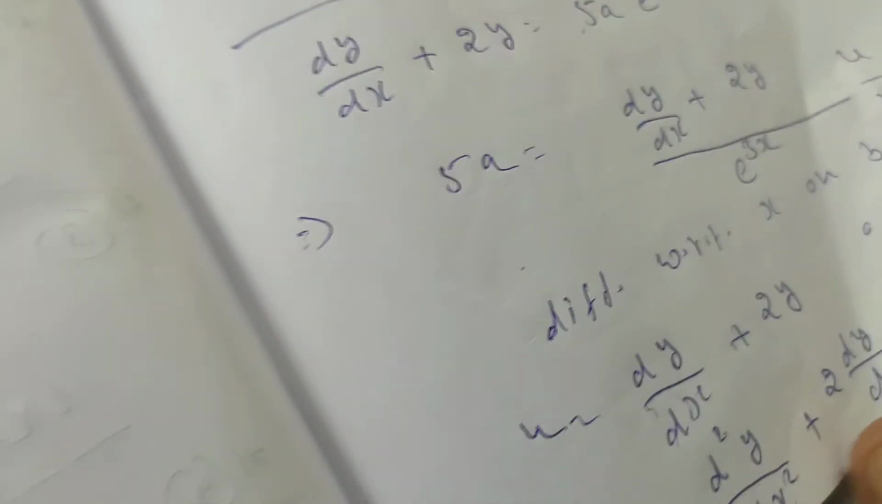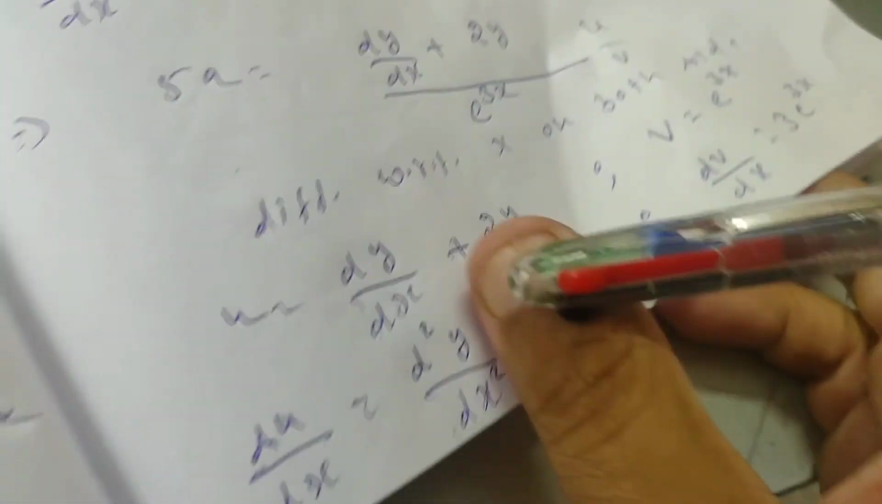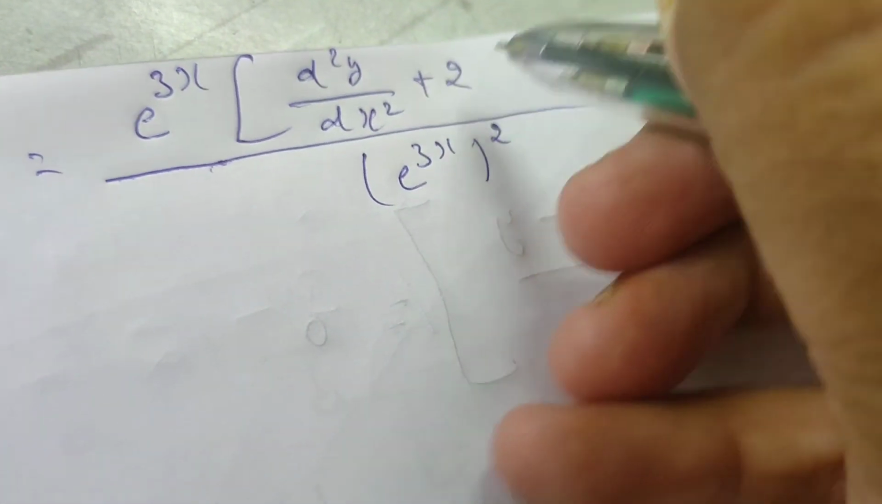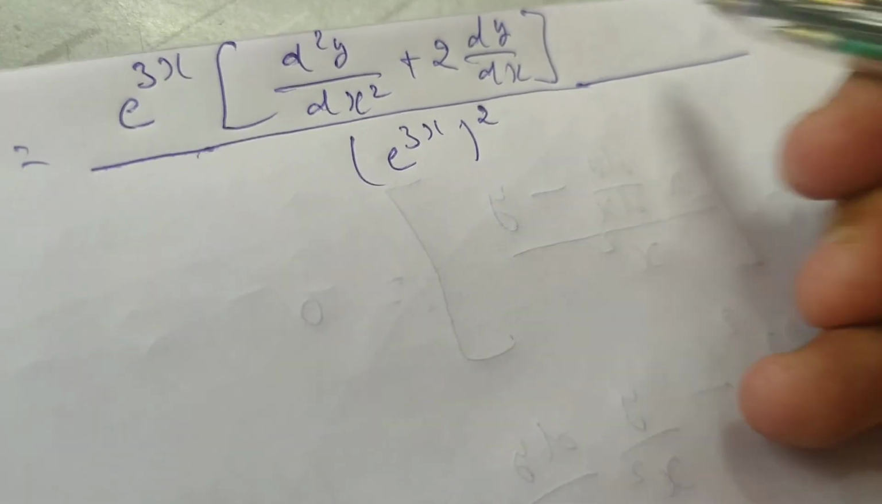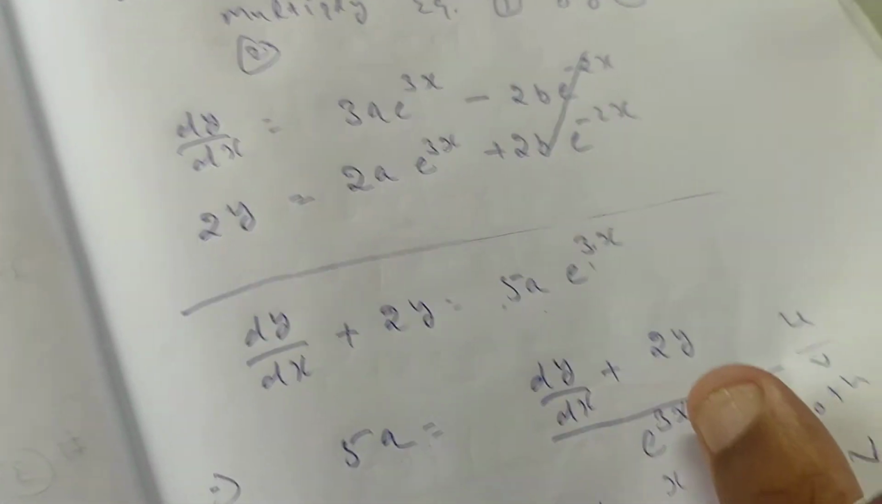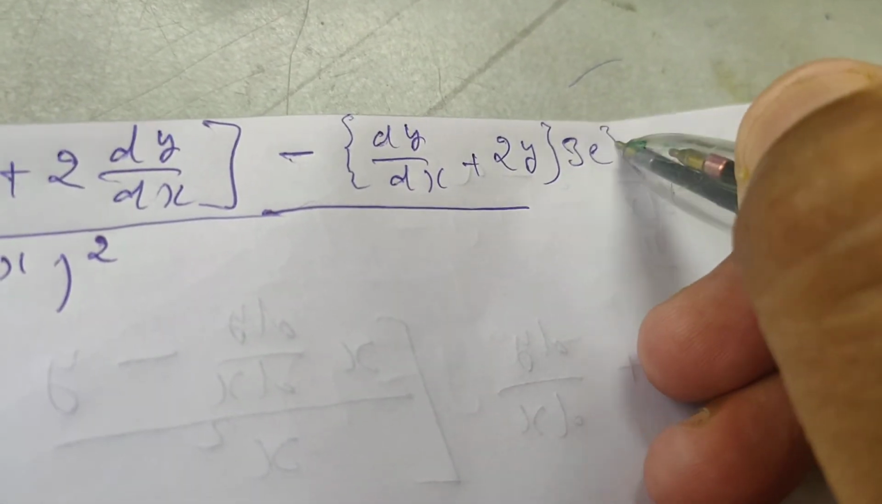derivative of this is d square y by dx square, derivative of u, d square y by dx square plus 2 dy by dx, minus dy by dx plus 2y as it is, into 3e raised to the power 3x.